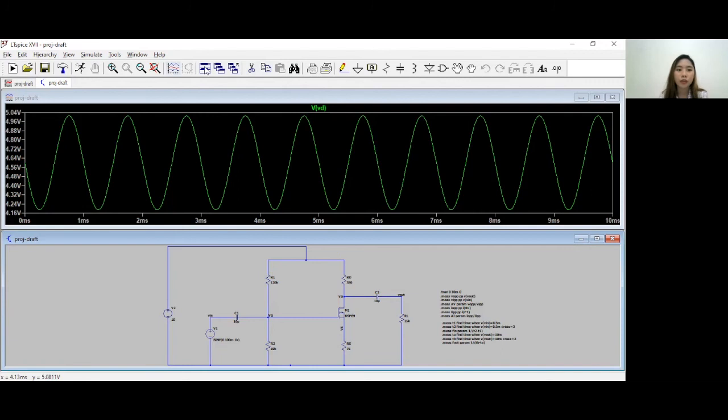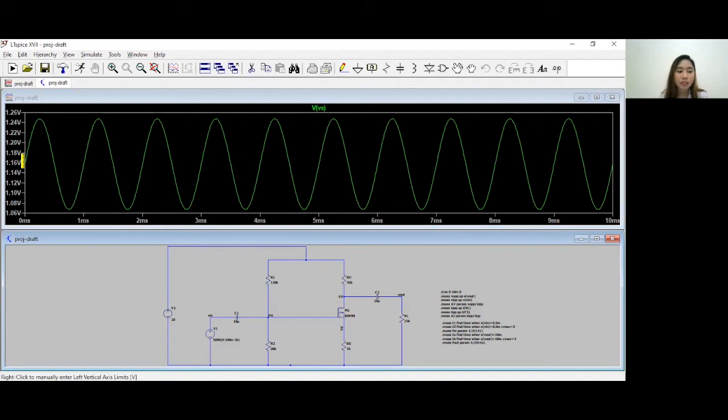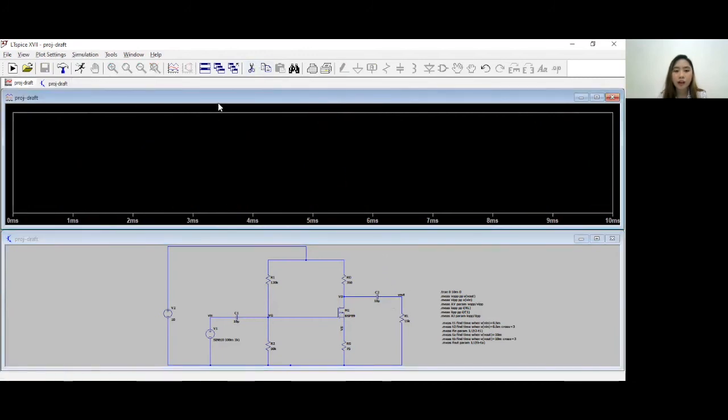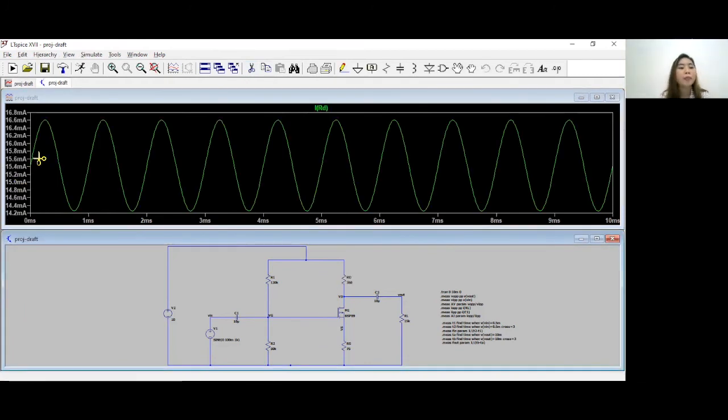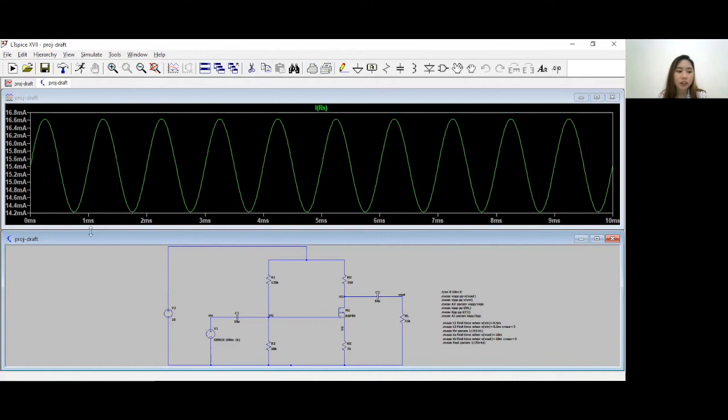Now we are also going to measure the value of our VS, which is 1.16 volts. And next is we are going to measure the value of our RD, which is 15.4 volts, and we're going to delete it. And lastly, we are going to measure the value of our RS, or the current, which is also 15.6 volts.